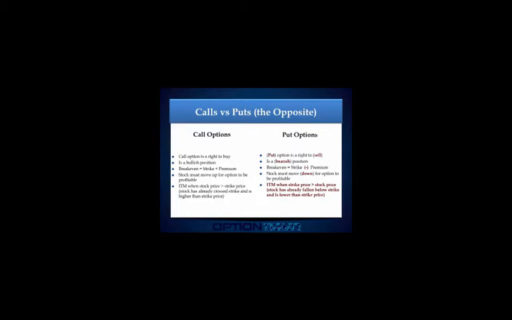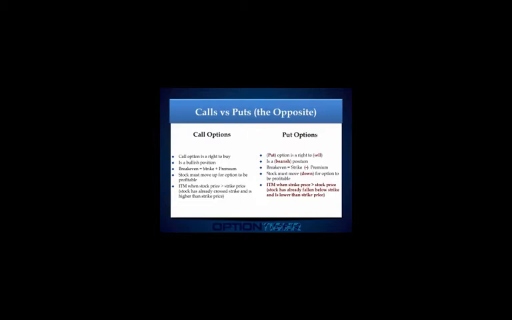In case of a call option, your break-even price is the strike price plus the premium that you paid. And in the put options, it's the opposite. The break-even price is the strike price minus the premium, and we'll see this in our examples. In the case of a call option, the stock must move up for the option to become profitable. And in the case of a put option, the stock must move down for the option to become profitable.